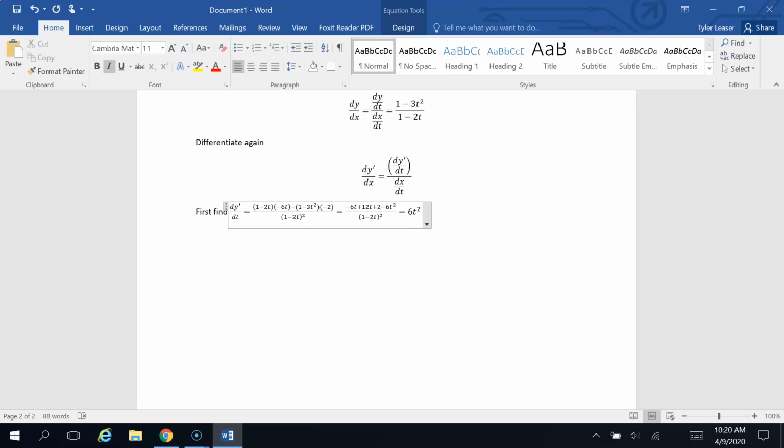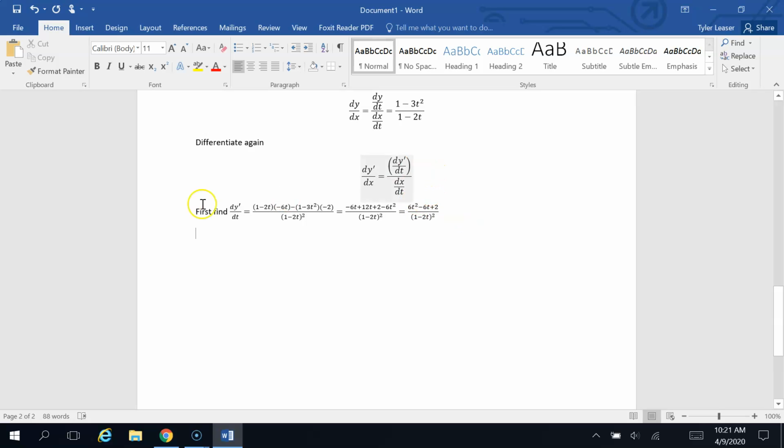we have a 6t squared floating around, we have a negative 6t when we combine those like terms, and then a positive 2. In my denominator, I have the 1 minus 2t squared. At this point, you would want to try to factor the numerator to see if it would cancel out with the factor here in the denominator. I'll just tell you that it's not, so don't worry about that.